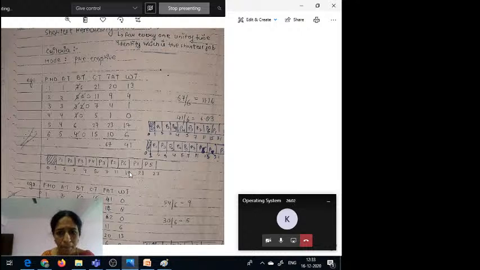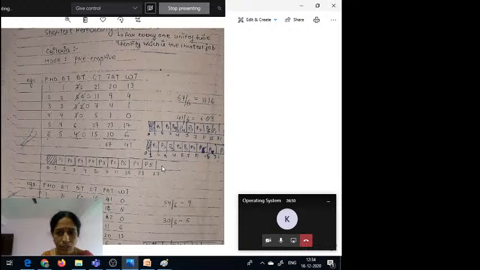That is P1 and P5. These 2 processes both have remaining time 6 and 6. If the burst timings are the same, which one enters first? The lowest process ID enters the CPU first for execution. That means P1 is first here. 15 plus 6 is 21. Next P5 enters. That is 21 plus 6, 27. So this is the concept.